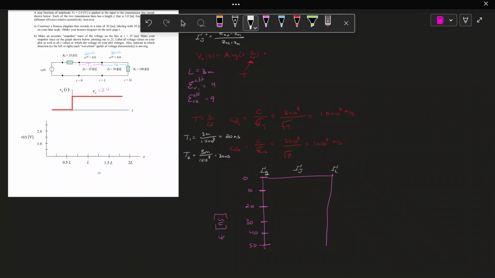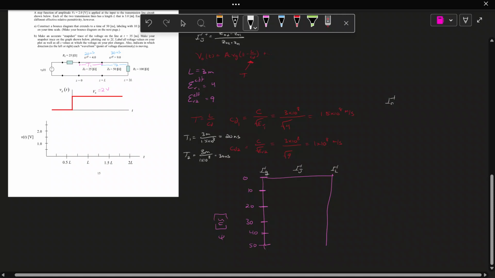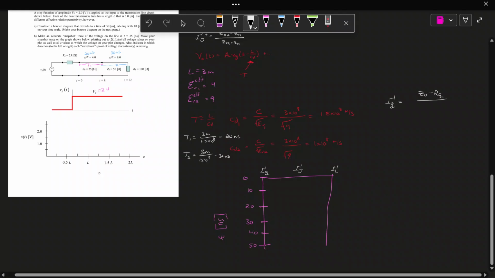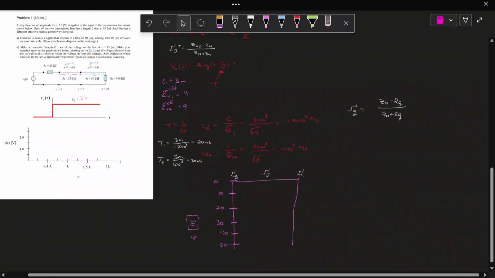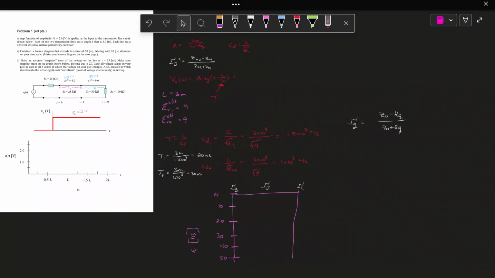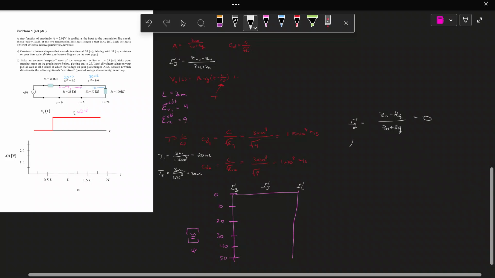Now we need to solve for these reflection coefficients. So gamma G is equal to Z naught minus RG over Z naught plus RG. I think it's that, right? The impedances don't go last, I think. It shouldn't be. So given that, what else do we know here? Well, we know Z naught is equal to 25 and RG is 25, so this is equal to 0.